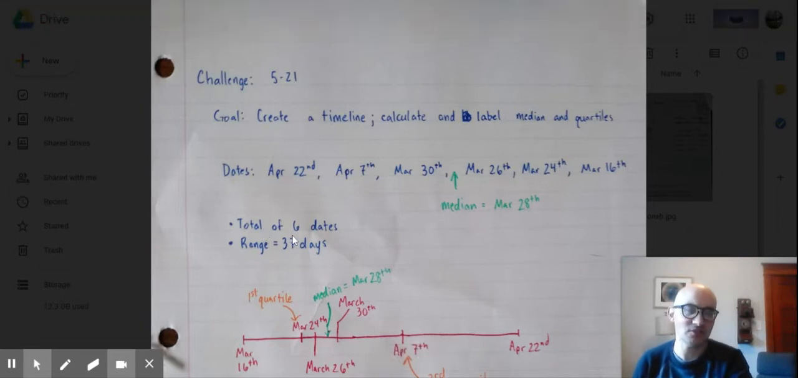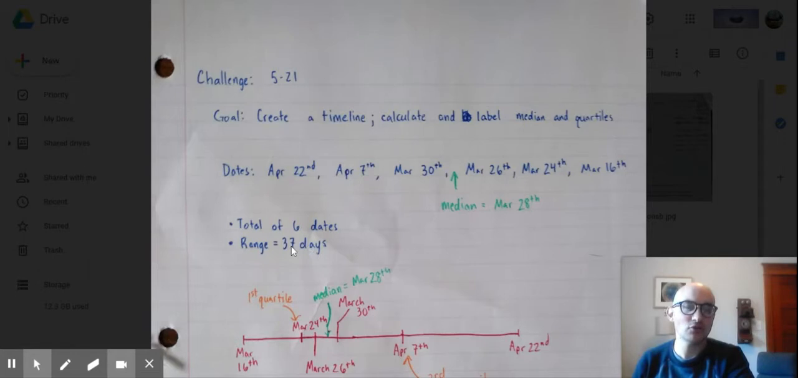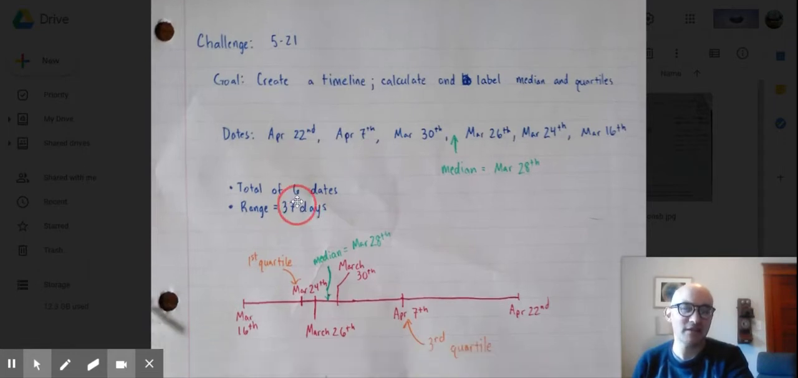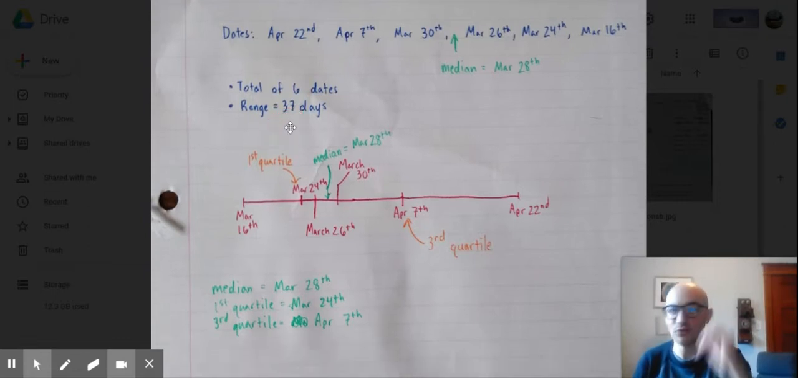A couple other things I note here. There are just 6 dates. And the range from April 22nd to March 16th is 37 days. That's just some data that might be useful, but for the purposes of today's work, we don't really need the range. I just did it as a way to organize my thinking, set myself up, and make sure I'm on the right track.